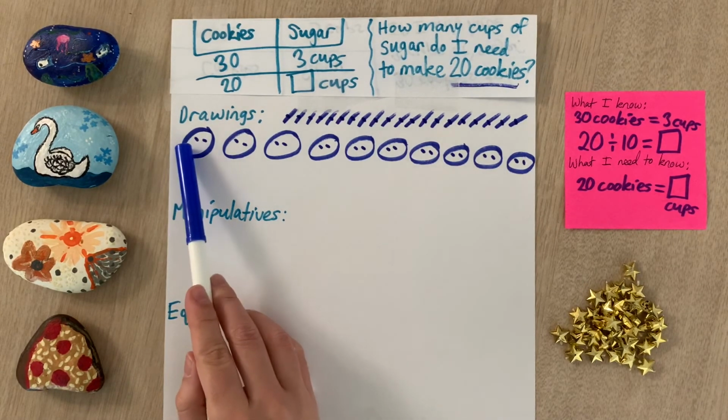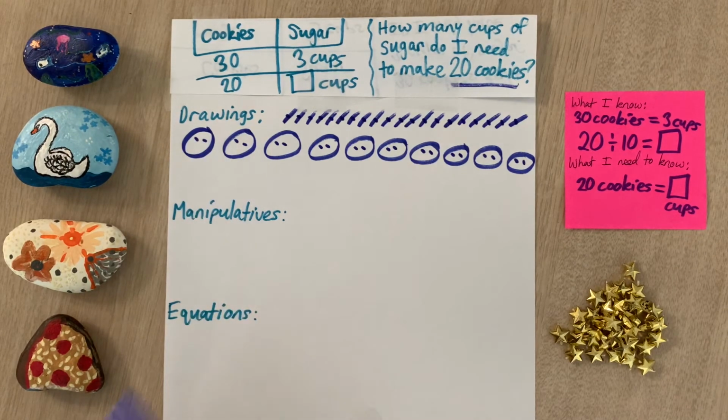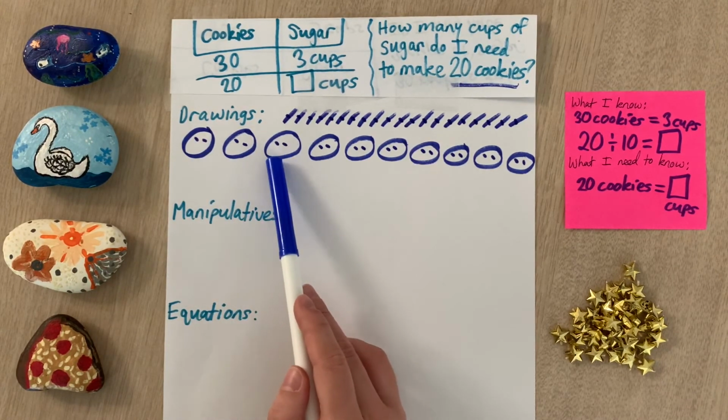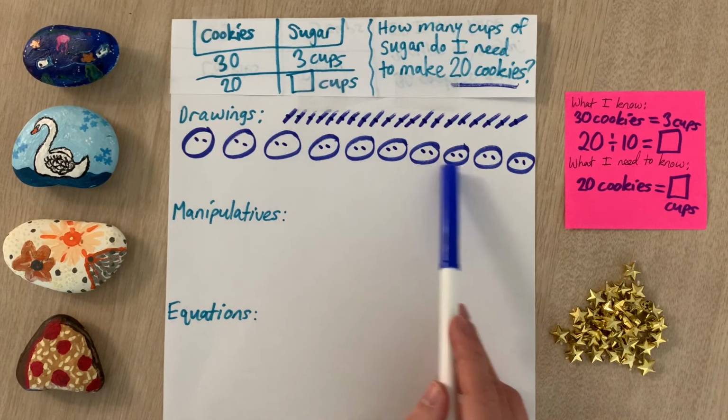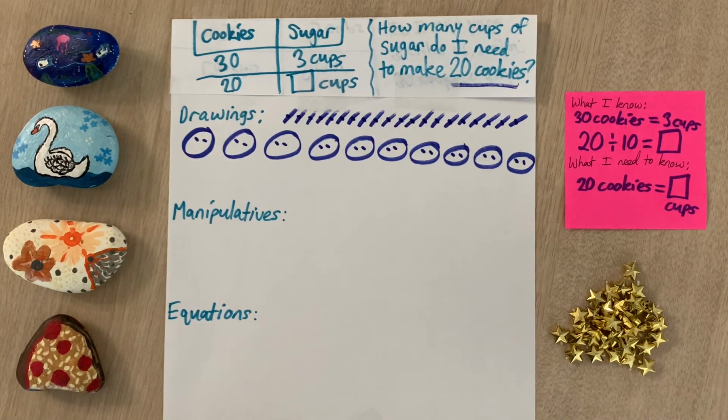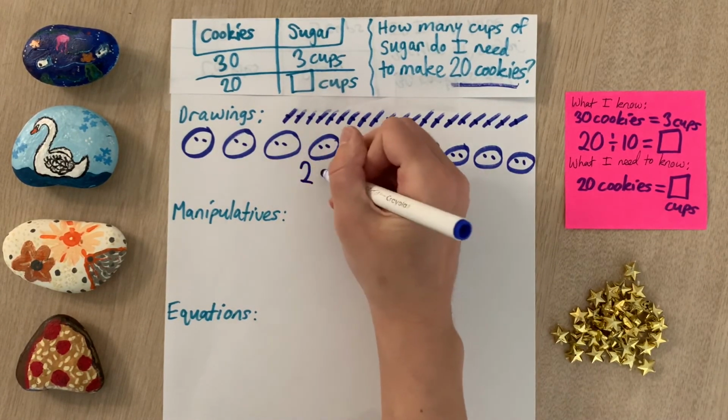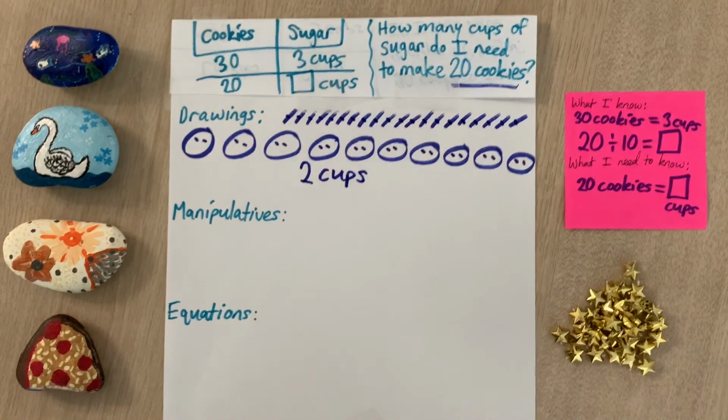So basically we here have 1, 2, so 2 cups. 1, 2 in the second group, 1, 2, third group, 1, 2, fourth group, all the way for all of these groups. So in other words, 2 is going to be our answer. We would need 2 cups of sugar for the 20 cookies. So that solves our problem.